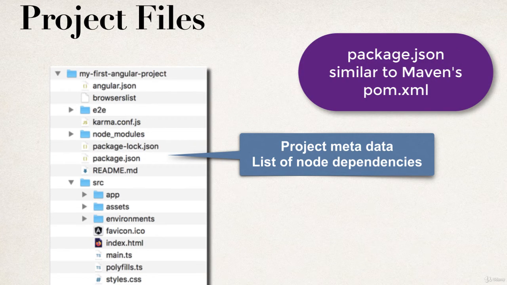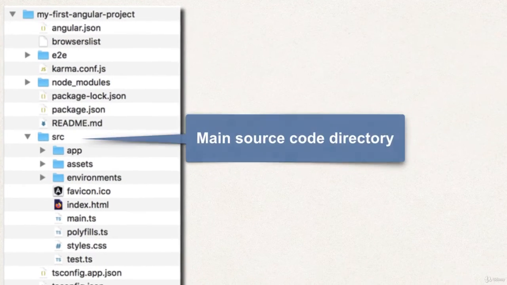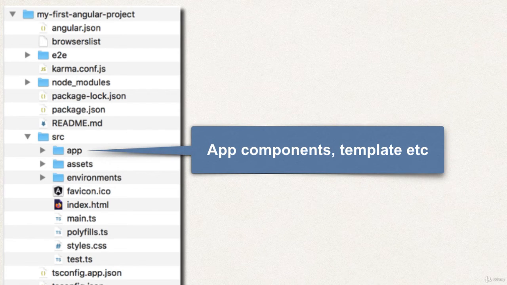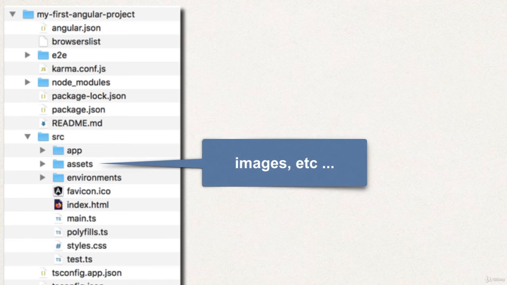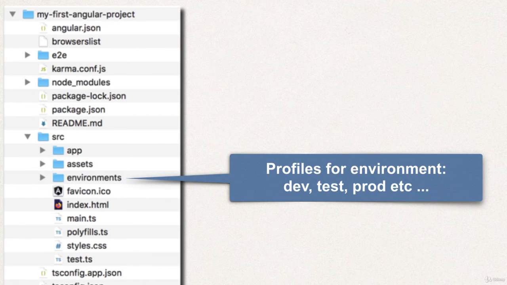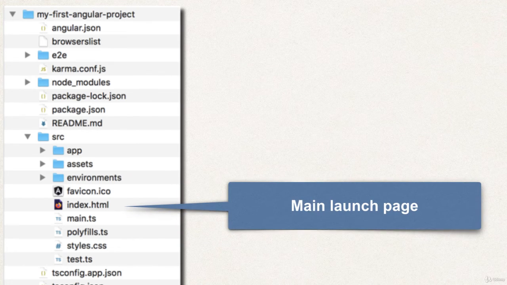You can think of the package.json as being similar to Maven's pom.xml file, basically a list of all of your dependencies for your project. Then we have the main source directory. And then the app folder basically has your app components, templates, and so on. The assets folder has any other web assets that you want to serve up. So for example, images and so on, you can place here. The environments folder has configuration for your different environments. So for a dev environment, test environment, prod environment, similar to profiles in the Spring world. There's the index.html. This is your main launch page. This basically bootstraps the entire process for your given application.